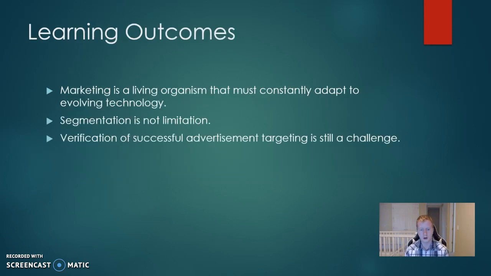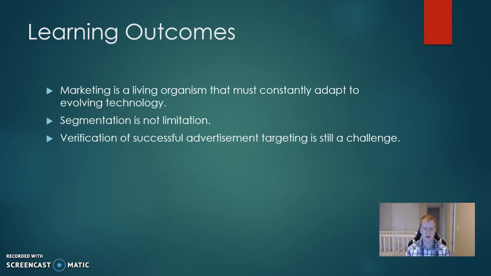The learning outcomes from the article, it definitely emphasized that marketing is a living organism that must continually adapt to evolving technology. It can't stay stagnant, right? I would say marketing is kind of a shark in that way. It has to keep swimming, has to keep going. Segmentation is not a limitation. So just because a market or a population can be segmented and a marketing campaign can target each of those segments individually, it doesn't have to limit the marketing campaign to one segment. Multiple segments can be chosen for the marketing campaign.